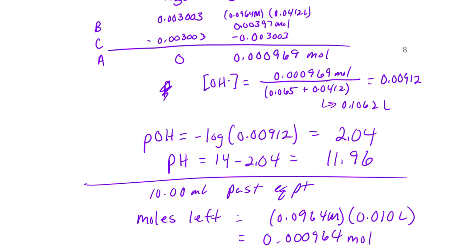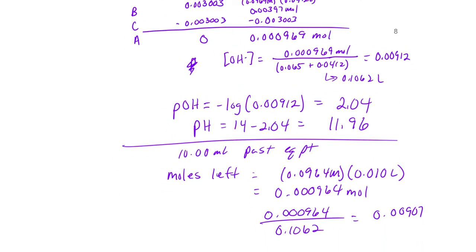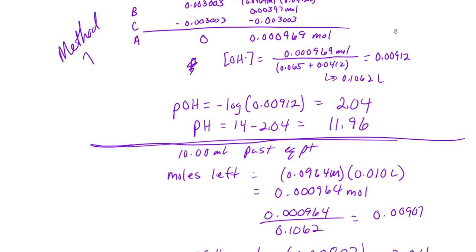Okay, so we want concentration, 0.000964. Total volume's the same, divided by 0.1062. Same problem now, we got 0.00907. pOH equals minus the log of 0.00907. And that still ends up being 2.04, and so the pH is the same, 11.96. So there's two methods here. Pick your favorite.